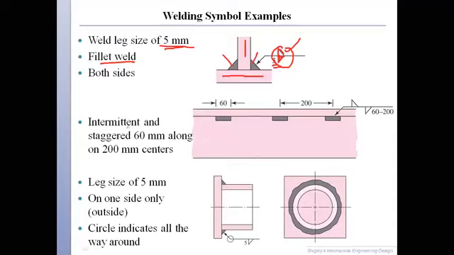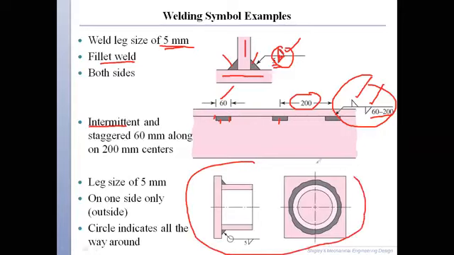Okay. Similarly, if you look at this, this is an intermittent weld. It means that there is a weld over here, 60 millimeters, and then from this center to this center there is a 200 millimeter distance. It can be shown with this arrowhead. So a fillet weld and a fillet weld, so on one side, and then it is intermittent with 60-200. So this is how it is shown as symbol in the drawing. We just discussed this one in the previous slide.